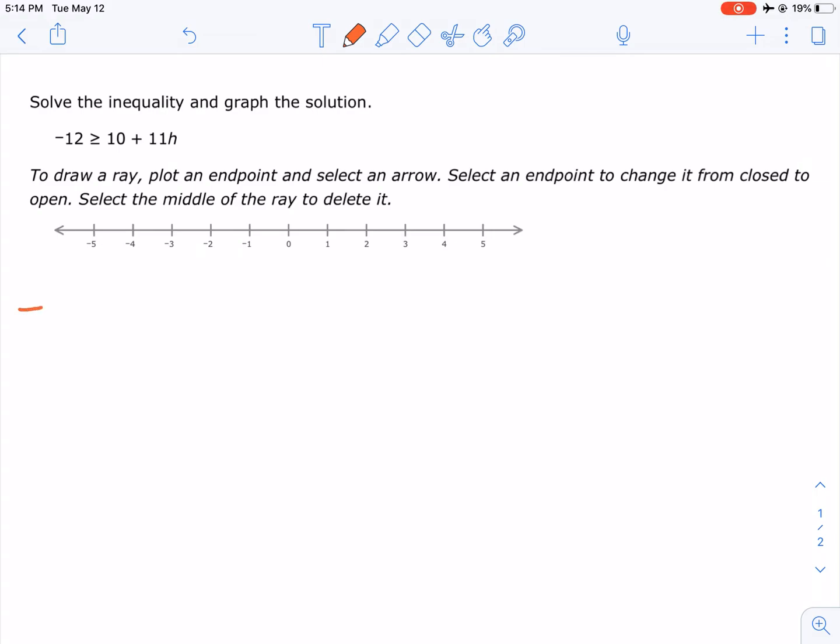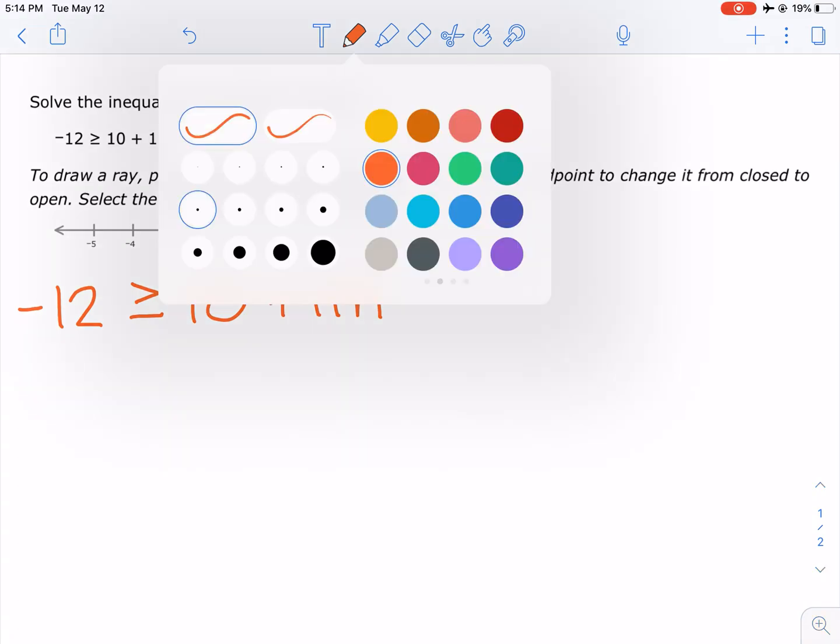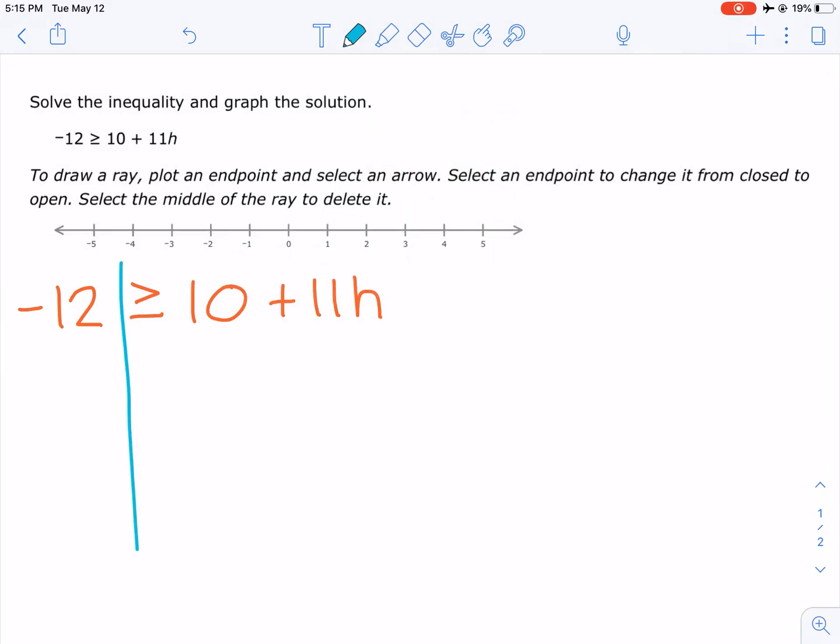I have negative 12 is greater than or equal to 10 plus 11h. So I need to solve this inequality and get h by itself. I'm going to treat this inequality symbol just like I used to treat my equal sign. So I'm going to put my train tracks down around it, and I'm going to pretend that this is an equal sign. So I'm going to treat it just like any other equation I would solve.